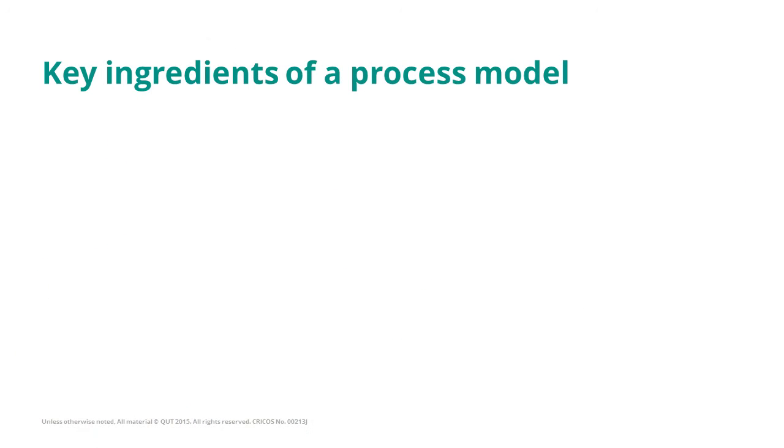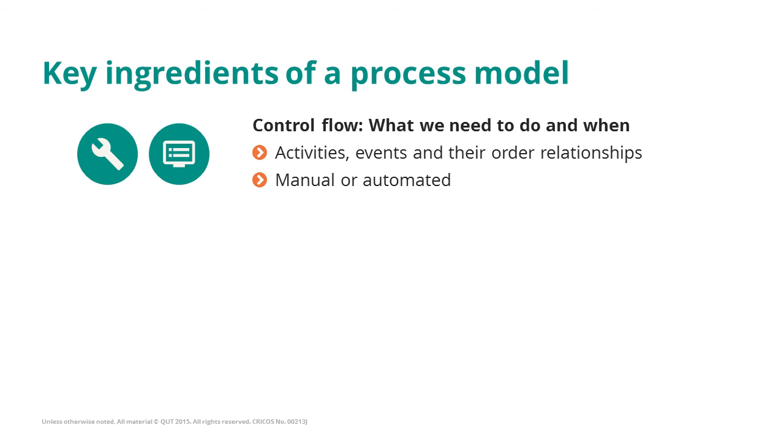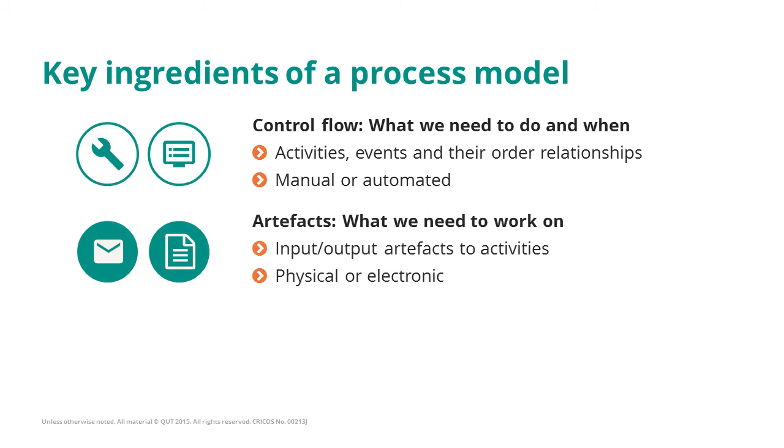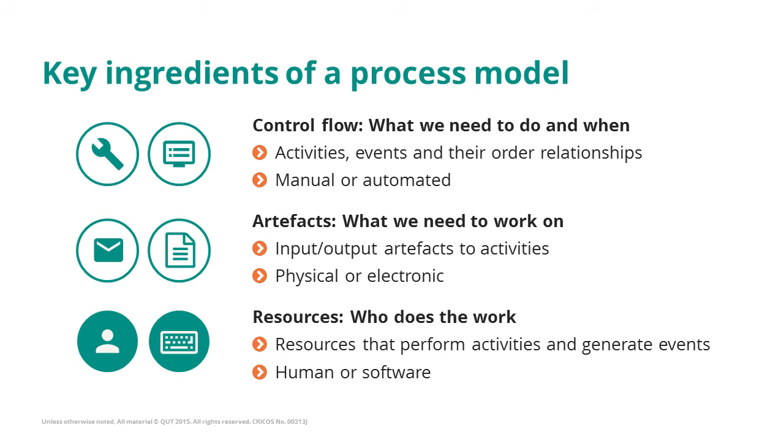So, to recap, there are three key ingredients of a process model. We talk about what we need to do and when, meaning the activities and events. This is the control flow perspective. We talk about what we need to work on. This is the data or object perspective. And then we talk about who does the work, which is the resource perspective.